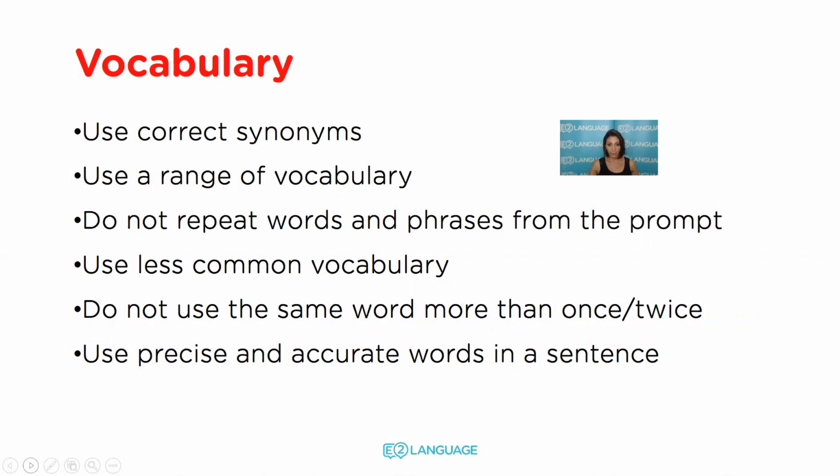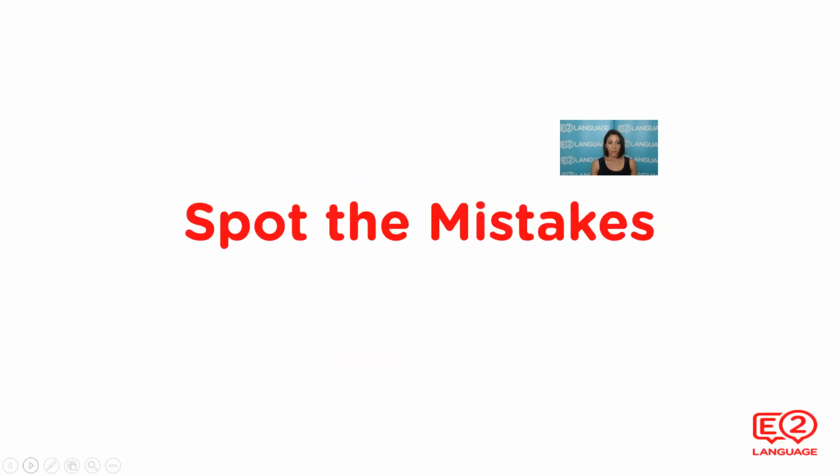That you use a range of vocabulary, different words, interesting words. That you do not repeat the prompt, that you must paraphrase the prompt rather than copy it. You use less common vocabulary, so more sophisticated and advanced words that they may not expect you to use. That you do not use the same word more than once or twice in a paragraph, so avoid repetition. And that you use precise and accurate words in your sentence. So we're going to look at each of those things.